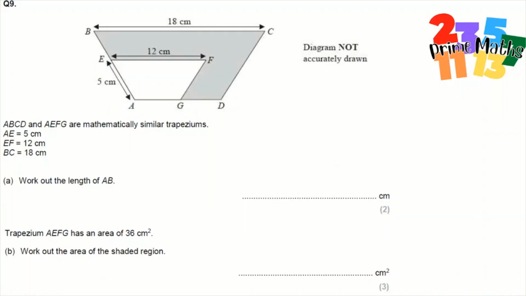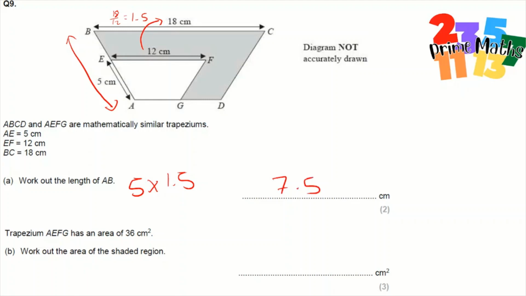The next question is about similar shapes. We've been told that the trapeziums are mathematically similar, meaning that we can work out the scale factor of how we go from 12 to 18. You can do that by dividing 18 by 12, which gives us 1.5. So the scale factor from one trapezium to another is 1.5. It wants us to work out the length of AB. We know the length of AE is 5, so we just do 5 multiplied by 1.5, which gives us an answer of 7.5.